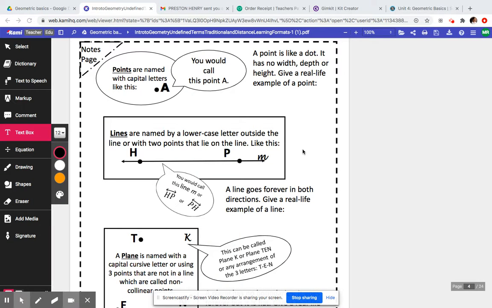I'm going to be talking fast so I can make this under 5 minutes. If you need to rewatch it, you can. If you have any questions, you can email me or you can pause it throughout. But you're just going to fill out your notes page and learn some vocab today.